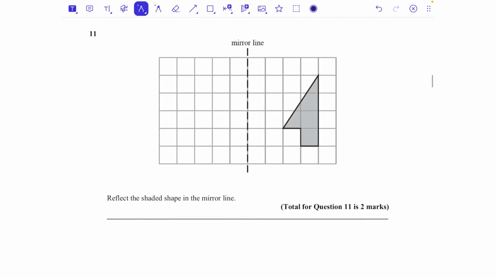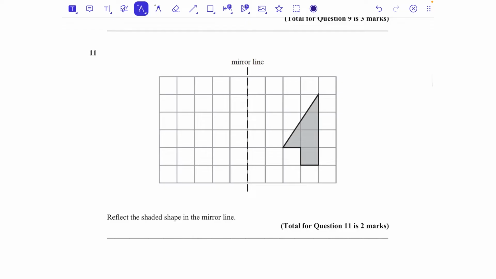Question number 11. Reflect the shaded shape in the mirror line. So when we do reflections, we need to think about how far away this shape is from the mirror line and make sure it stays the same distance away on the other side. So at the minute, that top point is 4 squares away, so we need to stay 4 squares away on the other side. Here, this is 2 squares away, so we need to make sure it goes there. This point is 3 squares away, so it's going to go there. This point is 3 away, it's going to go there. This point is 4 away, and so on.